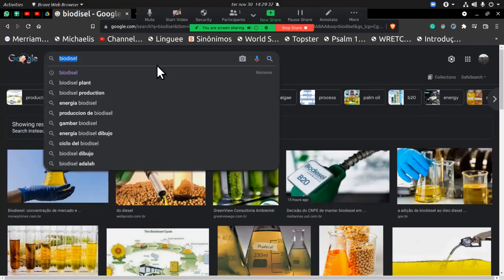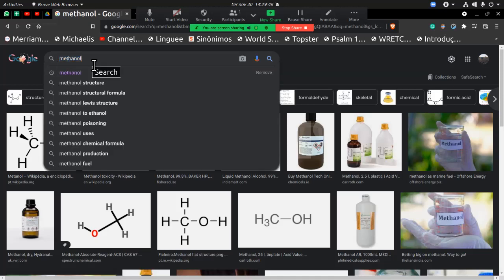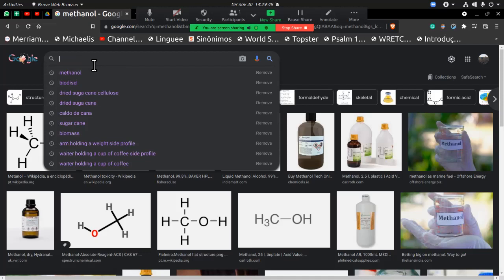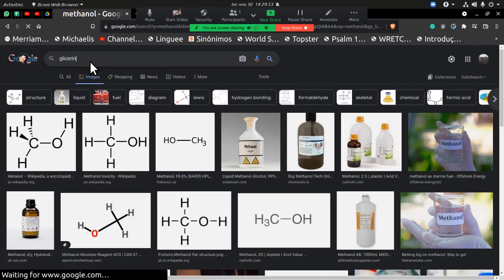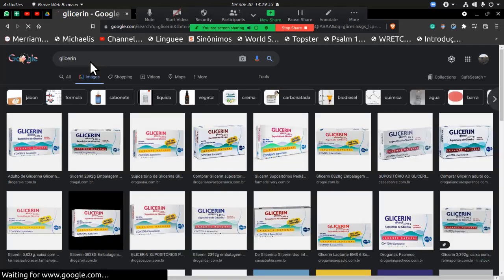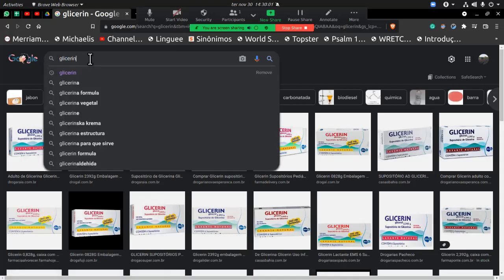We can make biodiesel. And we use methanol to make the ethanol, but it's very dangerous. So they purify the methanol after use, and they will try to reuse it. And the byproduct is glycerin. There are many studies trying to know what can be done with glycerin.